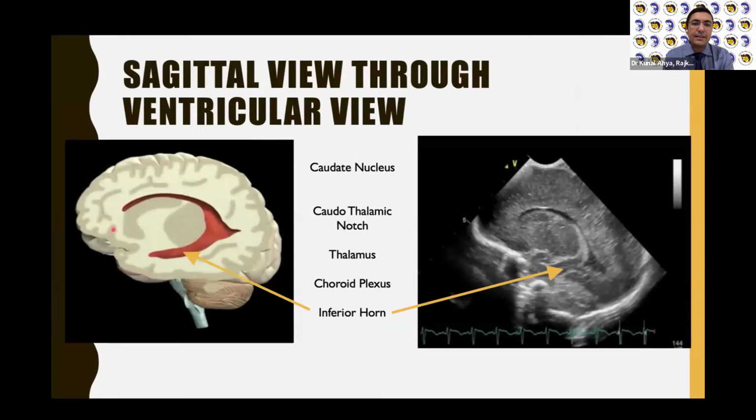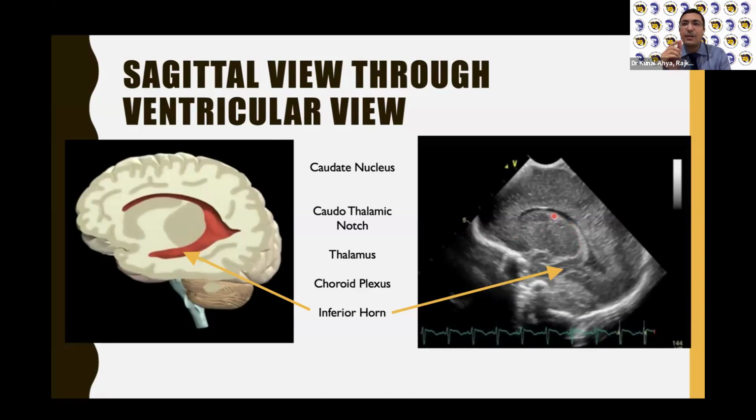Here you need to identify the structures, that is the caudate nucleus and the thalamus, and you will identify a groove or a notch, that is called the caudothalamic notch. Behind, or posterior to, the caudothalamic notch, the choroid plexus starts. If you see a hyperechoic area crossing the caudothalamic groove, then you need to suspect grade 1 intraventricular hemorrhage. Because sometimes there is a confusion that when you are looking at the coronal views in the view of the foramen of Monro, usually you do not see the choroid plexus.